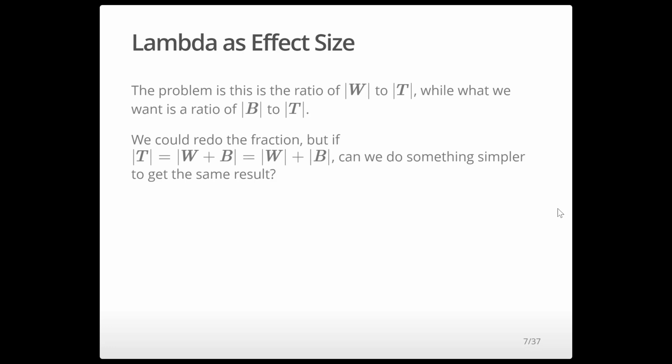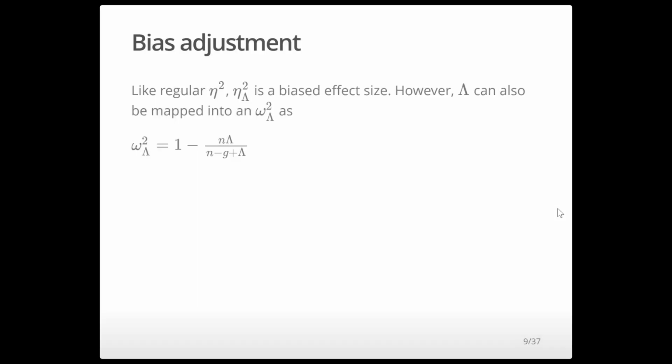Given that T is just W plus B, we can just take 1 minus lambda, and that will give us our eta squared. This is the same thing as the ratio of B to T. 1 minus lambda is our eta squared lambda. Like regular eta squared, eta squared lambda is a biased effect size. However, we can also map our original lambda onto an omega squared lambda, and we do it like this. Now we're taking 1 minus this correction for our sample size and number of groups. That's our omega squared lambda, which is unbiased.